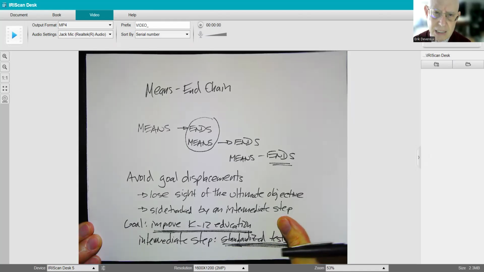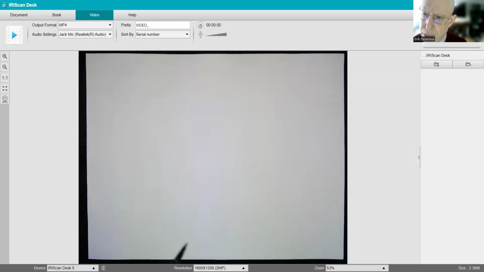So that's a very classic example of goal displacement. And it happens all the time when you become fixated on the measurable, the quantifiable, the intermediate step, and you just lose sight of what the ultimate purpose of all of this is. Okay?